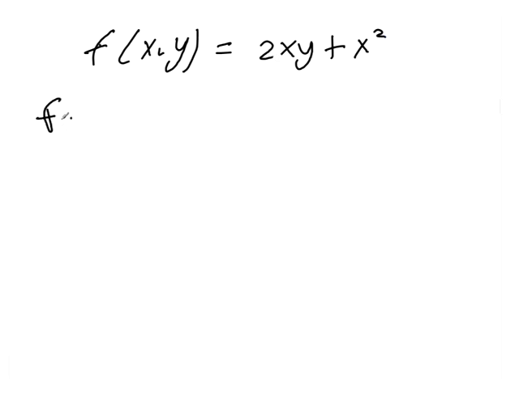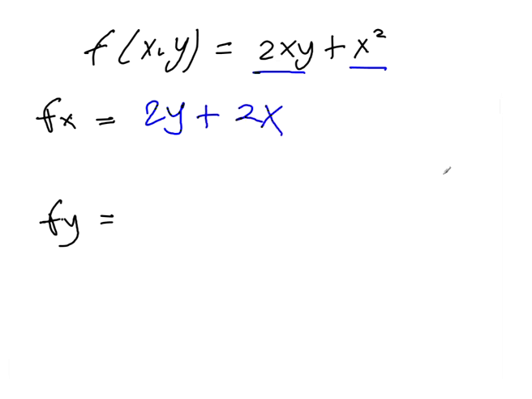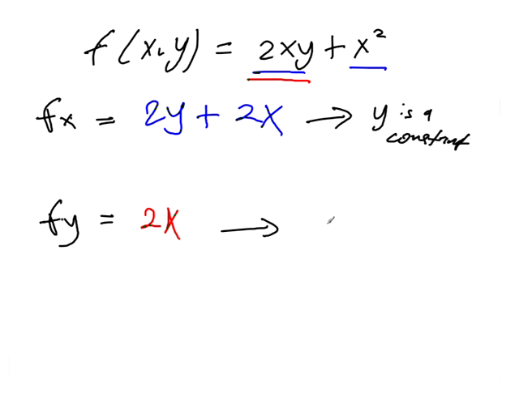Okay, how do you differentiate for x? And how do you differentiate for y? Partial differentiation for x: 2xy will be involved because we have x here, and also x squared will be involved because we have x here. Differentiating 2xy will give you 2y, plus 2x. Partial differentiation for y: we will only have 2xy involved in this calculation. The answer would be 2x. Remember that y is a constant here, and x is a constant here.